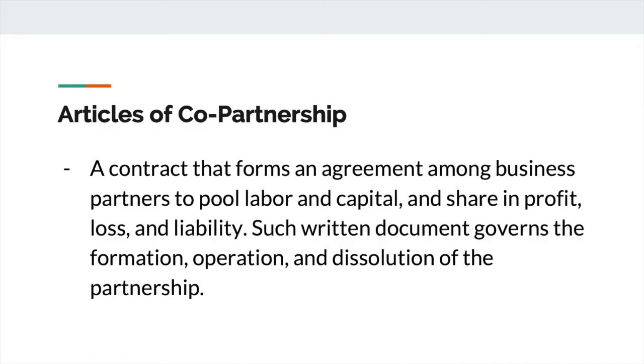So, there's an article of co-partnership which states that when we're going to enter into a partnership formation, we're going to need a written document, which is a contract, so that we can know how this partnership will operate, how it will be formed, and how it will be terminated. So that's the essence of the articles of co-partnership.